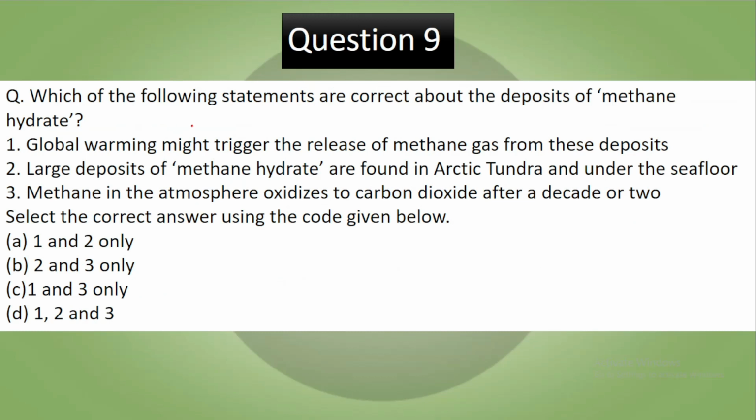Question 9. Which of the following statements are correct about the deposits of methane hydrate? Global warming might trigger the release of methane gas from these deposits. Large deposits of methane hydrate are found in Arctic tundra and under the seafloor. Methane in the atmosphere oxidizes to carbon dioxide after a decade or two. Select the correct answer using the code given below. Pause the video, try to think about it. Now let's see the answer.